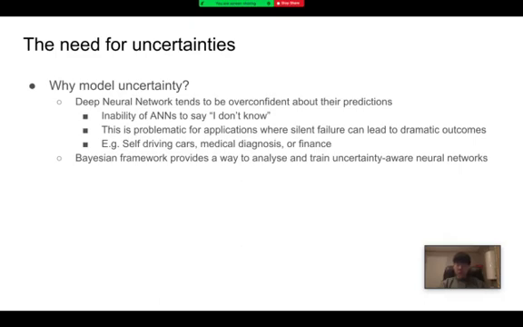So the reason why we need model uncertainty is that deep neural networks tend to be overconfident about their predictions, and they do not have the ability to say, I don't know. And this is problematic for applications where silent failures can lead to dramatic outcomes, for example, self-driving cars, medical diagnosis, or finance. And the Bayesian framework provides a way to analyze and train uncertainty-aware neural networks.